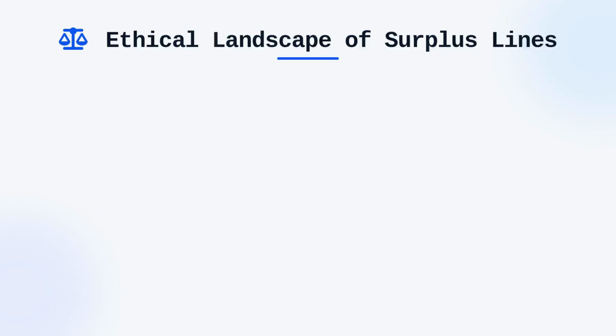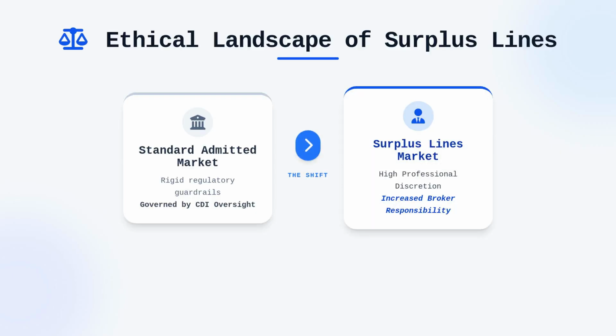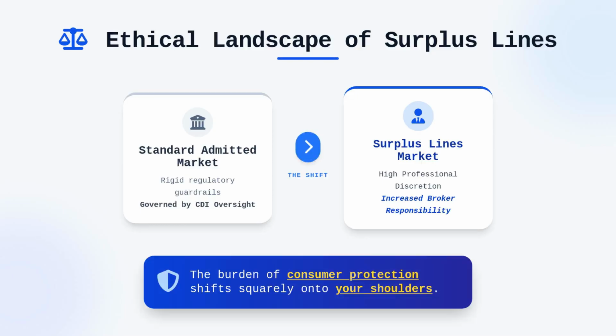Welcome back. In this lecture, we turn our attention toward the ethical landscape that governs the surplus lines market, a space where your professional discretion as a broker carries significantly more weight than it does in the standard admitted market. Because the normal regulatory guardrails of the California Department of Insurance are less rigid here, the burden of consumer protection shifts squarely onto your shoulders.